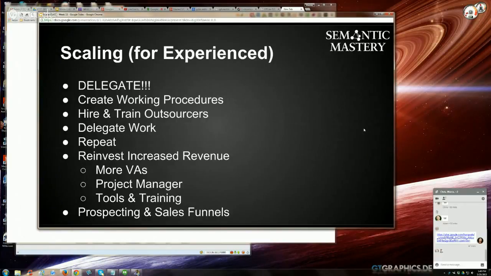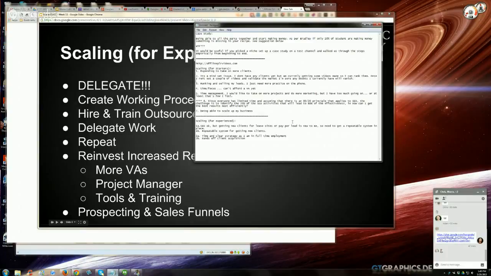If you're already making money in SEO but you want to scale your business, and I've seen that, and again, that was the respondents. I can bring that up right here. There's only a couple of you that answered or replied. The first question, biggest challenge: SEO okay, but getting new clients for lease sites or pay-per-lead is new to me, so I need to get a repeatable system in place. That was the what is your biggest challenge? What would you like to see more covered? So that's 1B. Repeatable system for getting new clients.